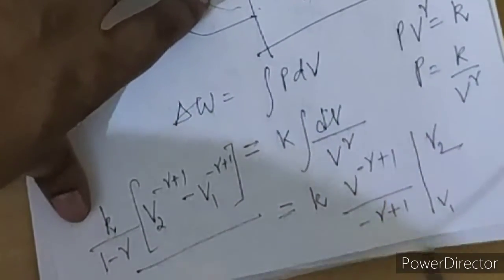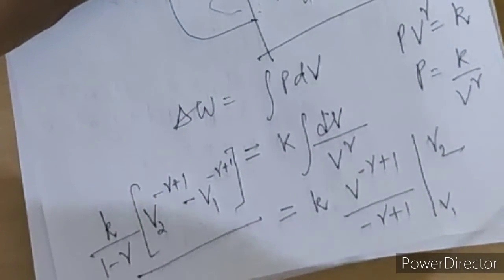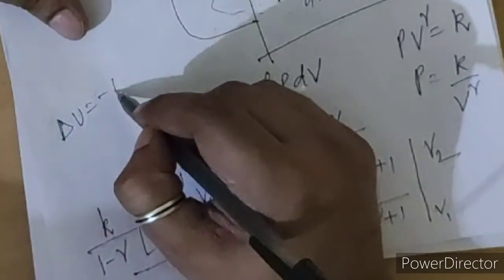So this will be the work done in the case of adiabatic expansion, and delta U will be equal to minus delta W.